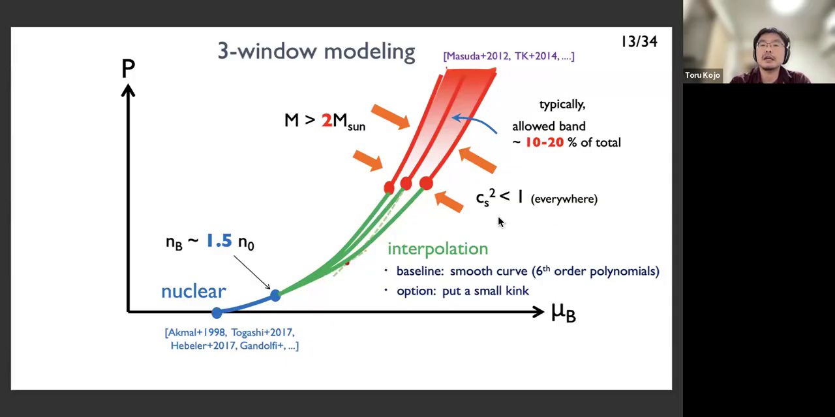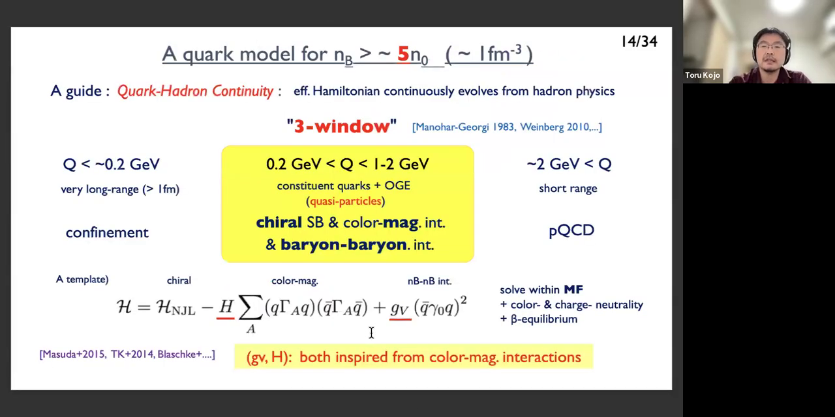So the causality constraint and also the two-solar mass constraint give a strong constraint on the equation of state, not only for the interpolated region, but also for the quark matter region. And typically, the range of this uncertainty band is about 10 to 20% of the total pressure. So by just this methodology, there is strong correlation.